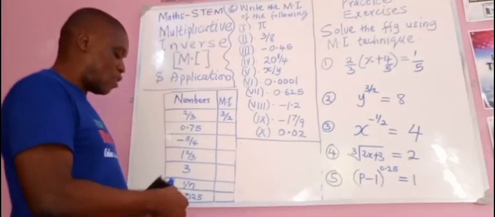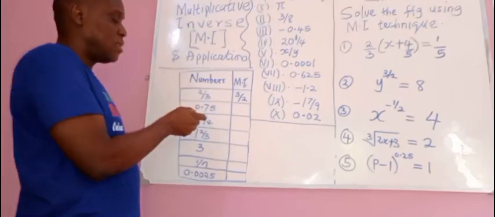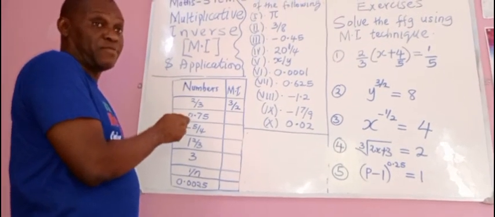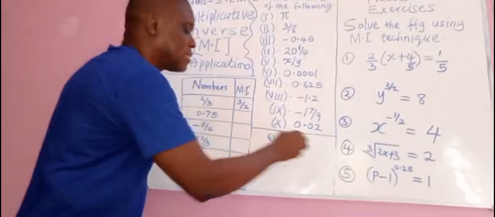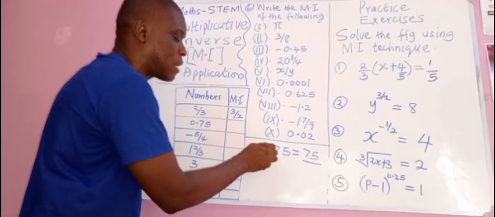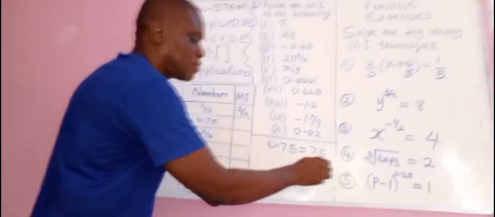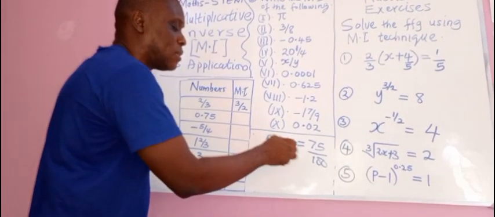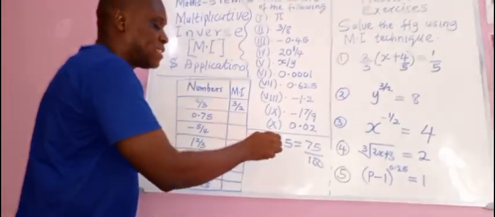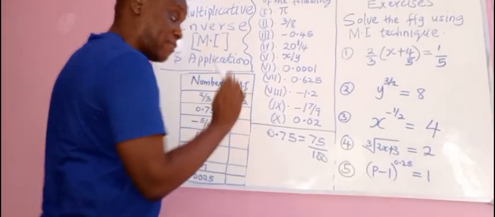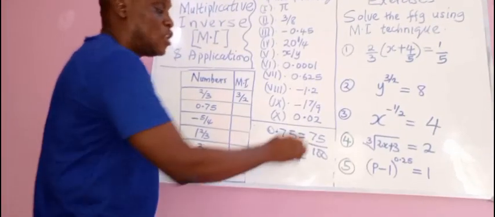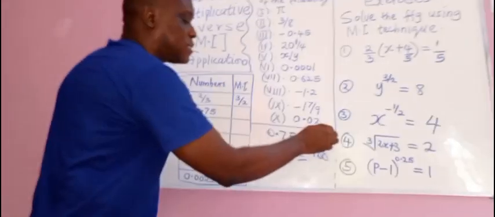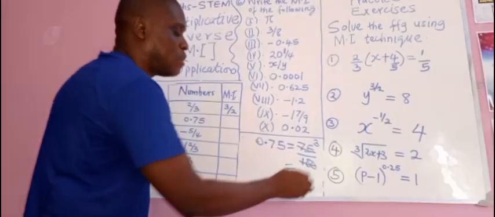Okay, let's look at the second one: the multiplicative inverse of 0.75. Once it is a decimal, you have to change it to a fraction first. So 0.75 in fraction is 75 over what? After the point, how many digits can you count? 1, 2, so that is over 100. If what you count after the point is one digit, it will be over 10. Then you reduce this to its lowest terms. 25 can go into 75 three times, and 25 into 100, 4 times.